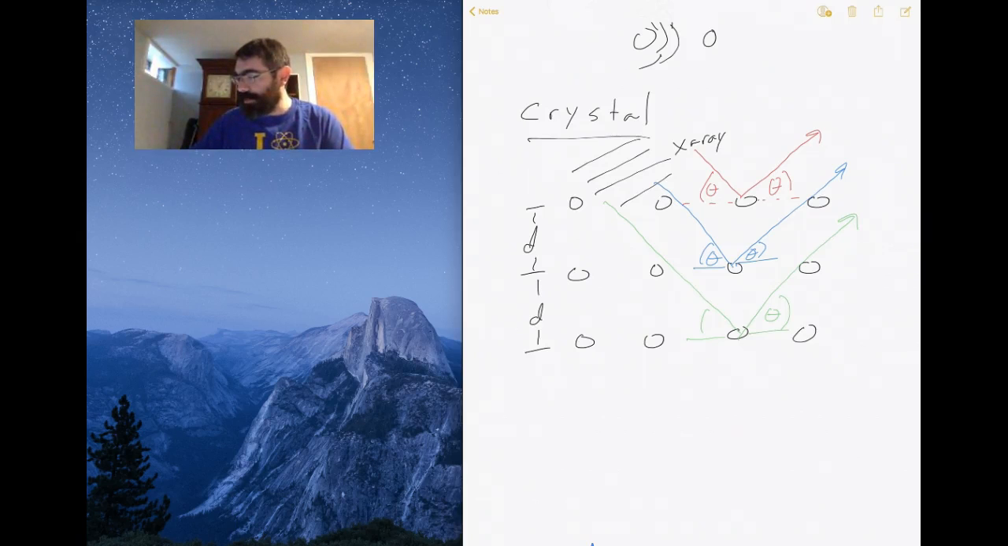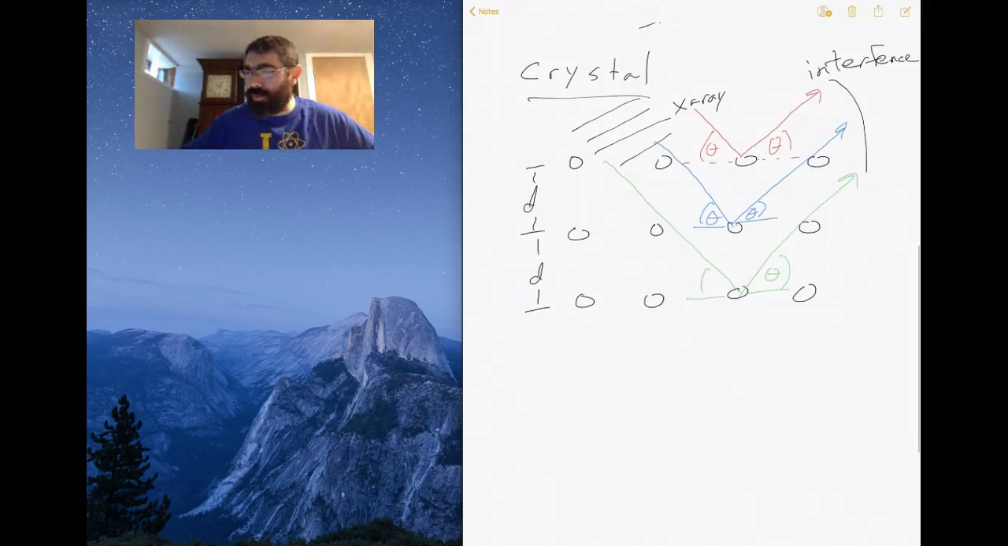And what we're going to get is the diffraction, the interference. So we're going to get some interference now between these X-rays, these waves of X-rays that are coming in. So let's analyze just two of the planes.